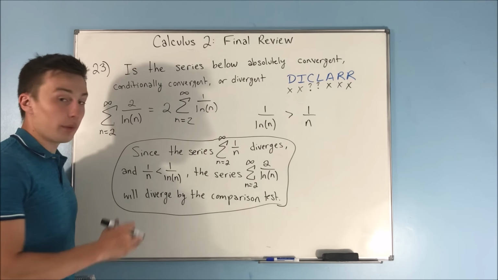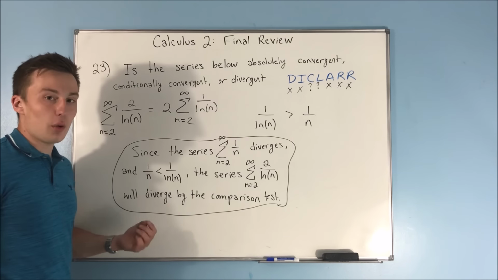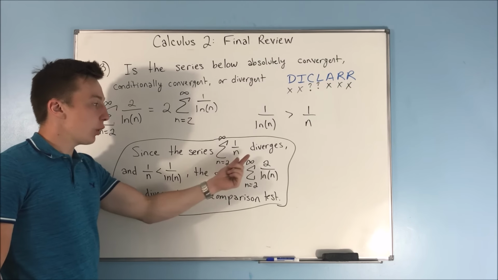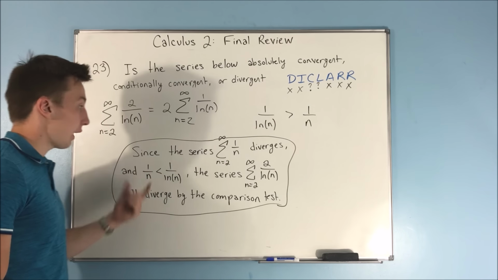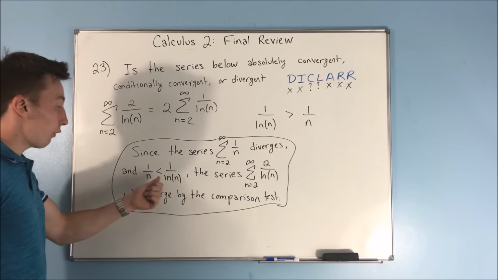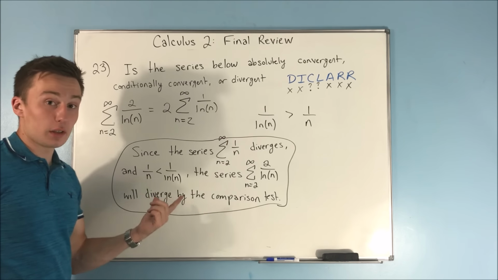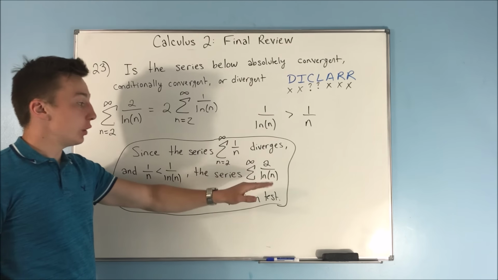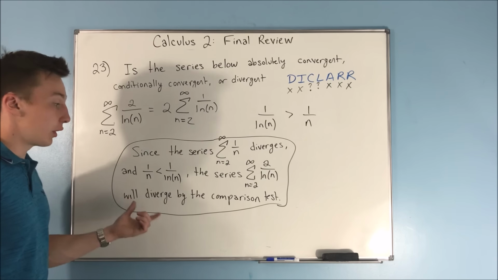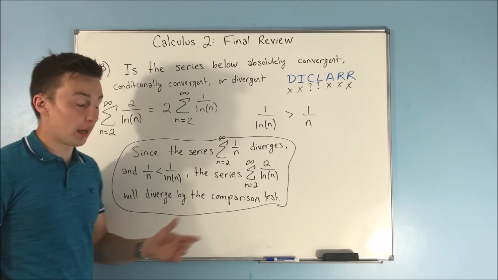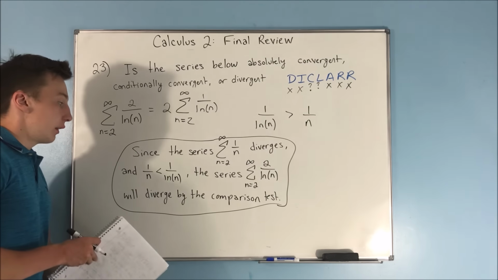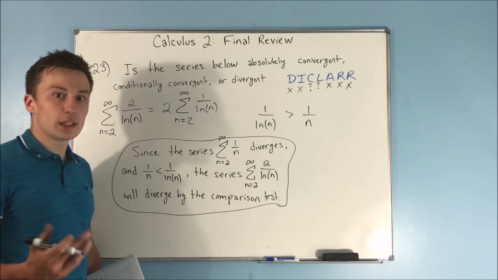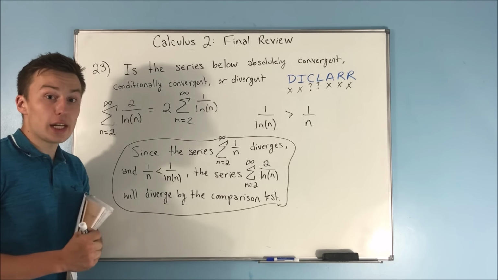So here's kind of a nice written out answer explaining the whole deal here. Since the series, the sum from n equals 2 to infinity of 1 over n diverges, and since 1 over n is less than 1 over natural log of n, we know that this series, the sum from n equals 2 to infinity of 2 over natural log of n, will diverge by the comparison test. Okay? So that's the idea. If 1 over n diverges and there's something greater than that, of course it's going to diverge as well. It never really has the chance to be convergent.